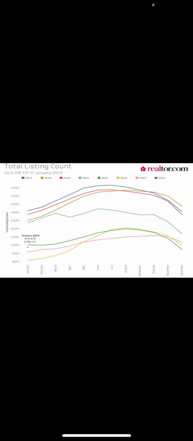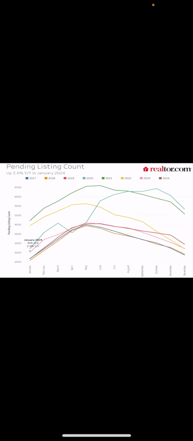Total listing count. This chart shows the total number of homes listed on the market. Once again, these numbers are close to a 7-year low. Pending listing count. These are going to be the homes that are on the total market, but buyers cannot bid on them because someone's already under contract to purchase that home. This number is low because the total number of homes on the market is low.